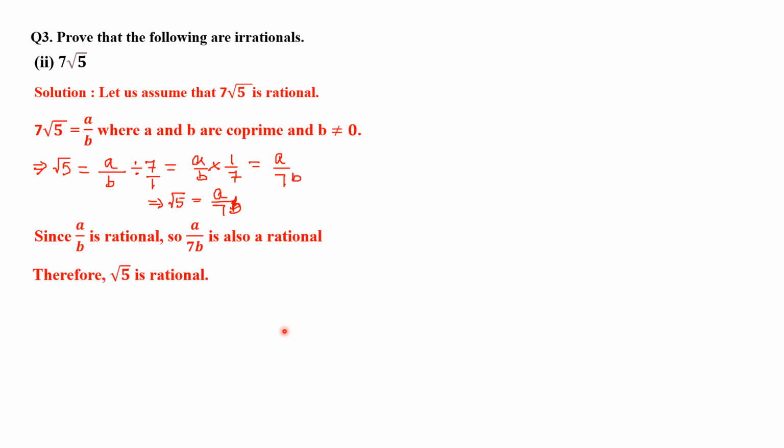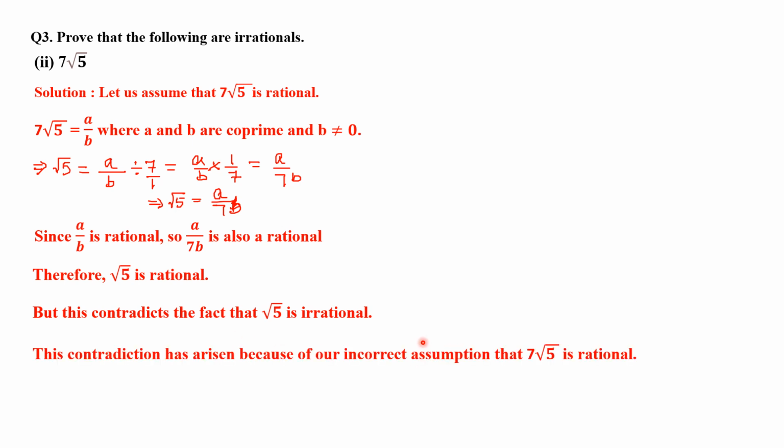But what we know, root 5 is an irrational number, isn't it? So there is a contradiction. And this contradiction has come because of our incorrect assumption that 7 root 5 is rational. So from here we can say that 7 root 5 is an irrational number. Clear? Now moving to the next question.